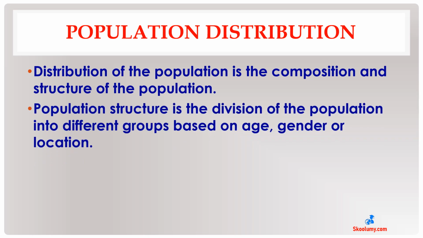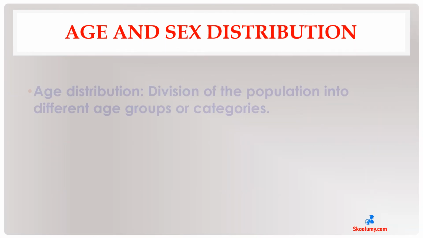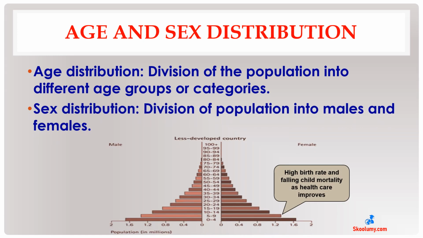Population distribution. It is the composition and structure of the population. It shows the division of the population into different groups based on age, gender, or location. Age distribution. It is the division of the population into different age groups or categories. Sex distribution is the division of the population into males and females. They are both shown on the graph.